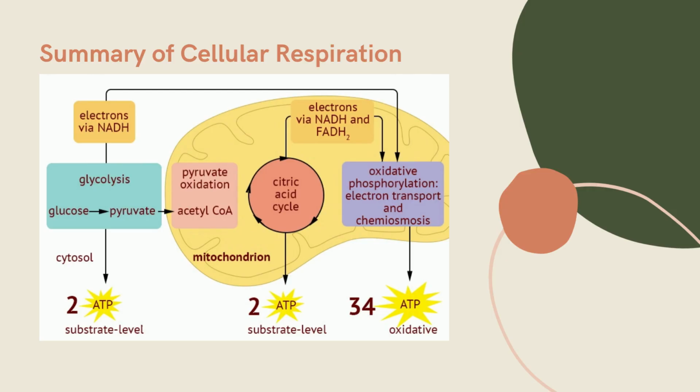So to summarize cellular respiration, first we have glycolysis. Glycolysis is the breakdown of glucose into pyruvate, and it also produces NADH from highly energized electrons that will be needed in oxidative phosphorylation, which is electron transport and chemiosmosis. So that is glycolysis, the breakdown of glucose into pyruvate. This glycolysis will produce 2 ATP.